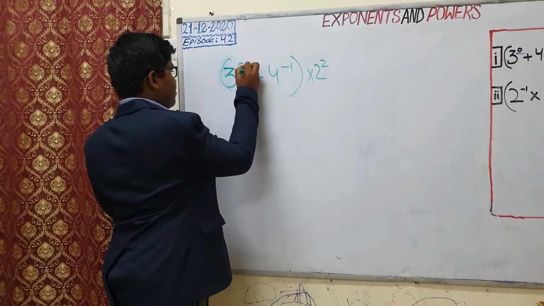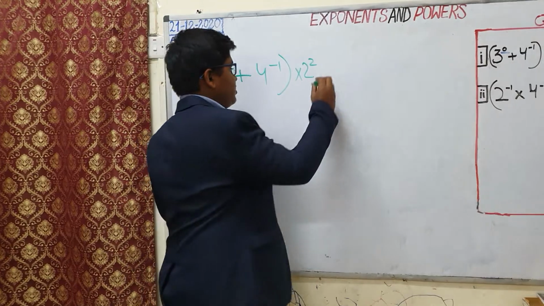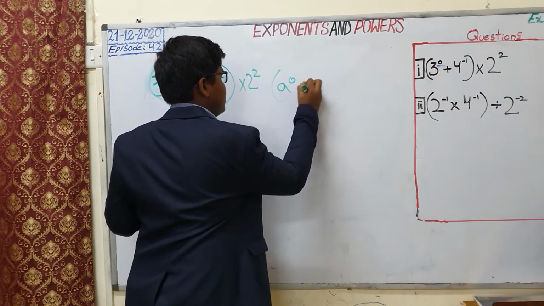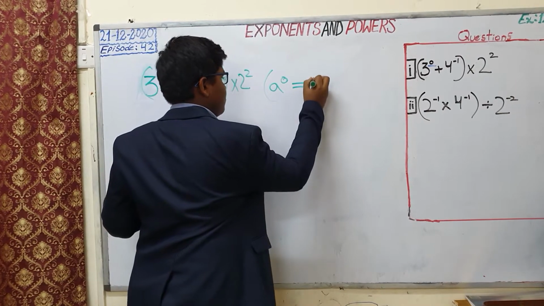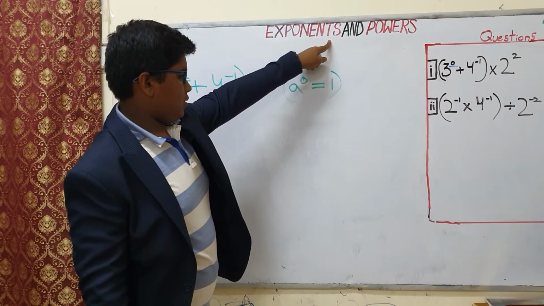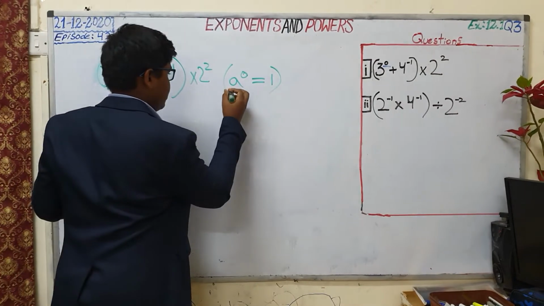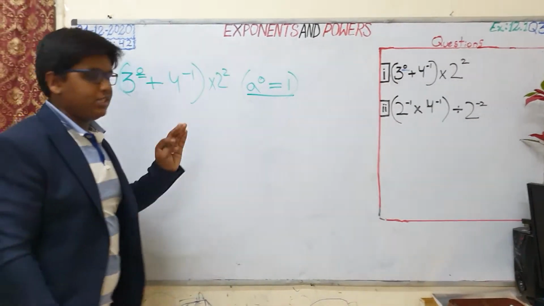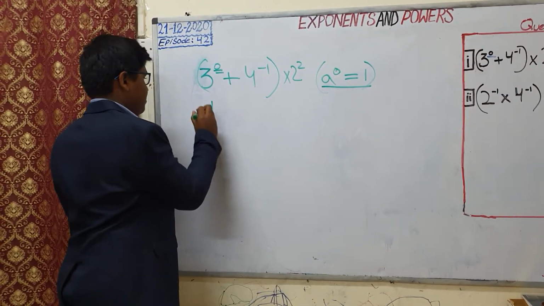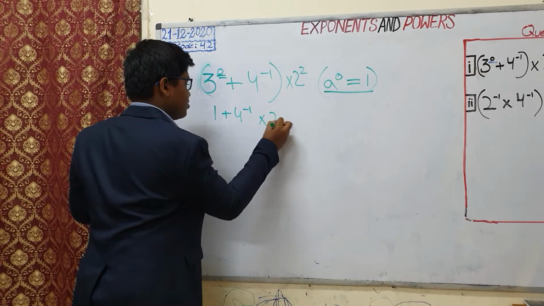Now here the power is 0. The property which we use is a raised to the power 0 is equal to 1. So we are going to use this property, which will give 1 plus 4 raised to the power minus 1 into 2 raised to the power 2.